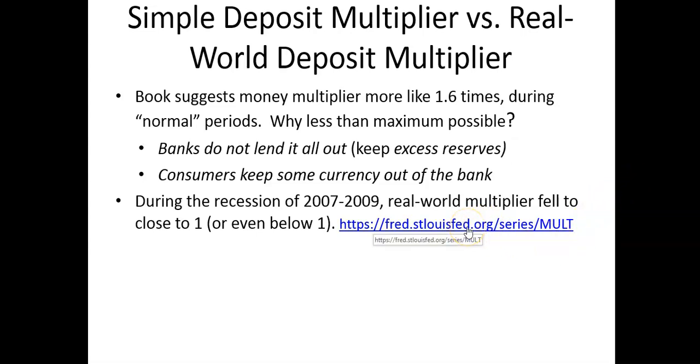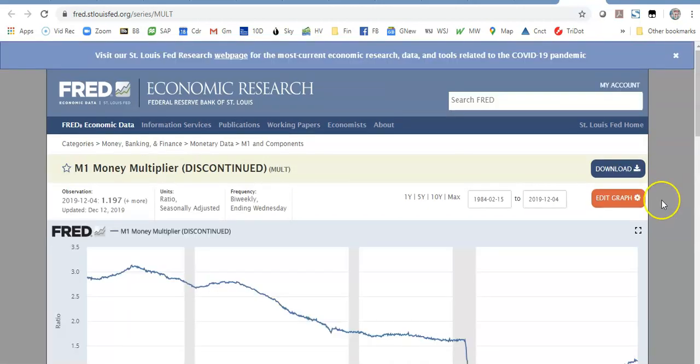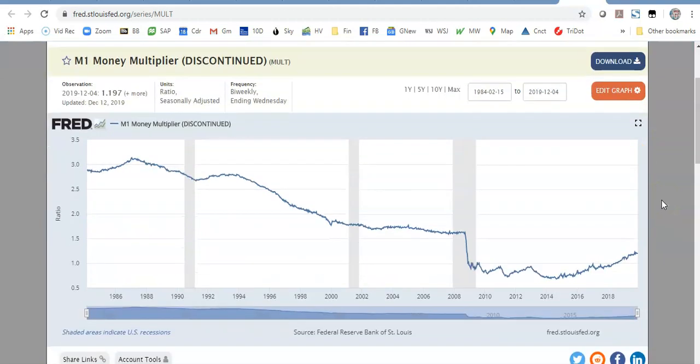And the Federal Reserve has basically an estimate of what this money multiplier is, which, very honestly, I'm not sure why, but they have decided to stop creating this estimate. But here's what it was, at least. So when's the last time they updated this? So the end of, well, very recently, December 4th, 2019.